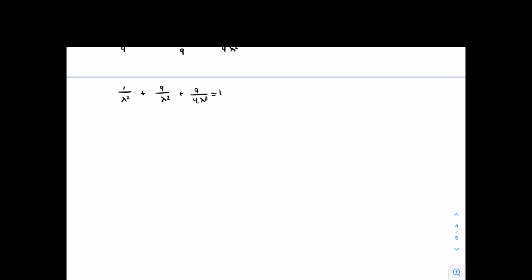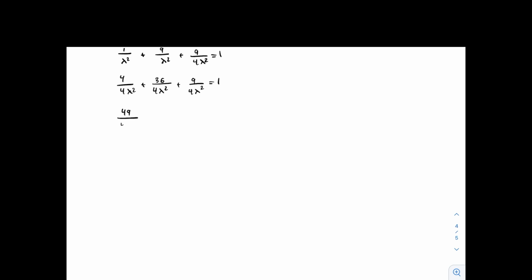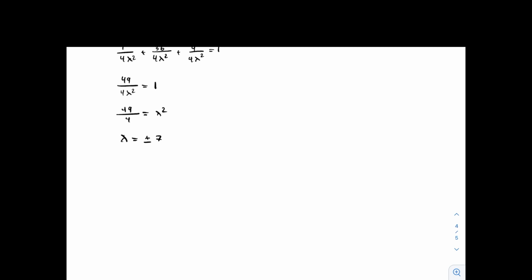And creating a common denominator, we get 4 over 4 lambda squared plus 36 over 4 lambda squared plus 9 over 4 lambda squared is equal to 1. So 49 over 4 lambda squared is equal to 1. 49 over 4 is equal to lambda squared, and then lambda is equal to plus or minus 7/2.